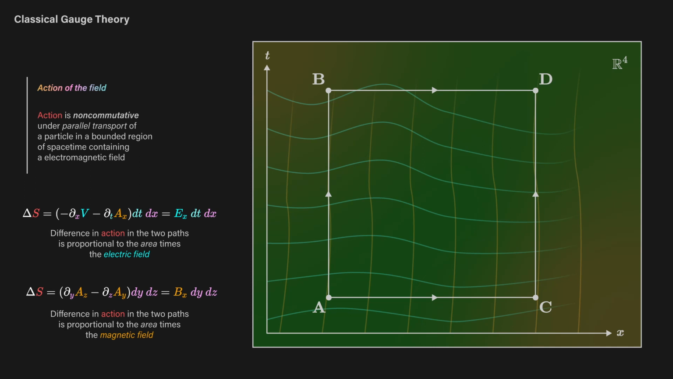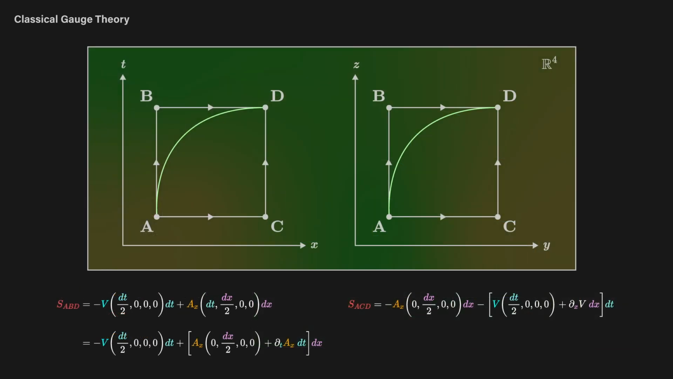If you take the path ABD and ACD, in this particular case, we're looking at a space-time diagram with Tx, so time and space. What ends up happening is that the difference in action between these two paths over here is given by the electric field times the area. So when you cross A to B, that gives you a contribution of the electric field, but gives you no contribution to the magnetic field.